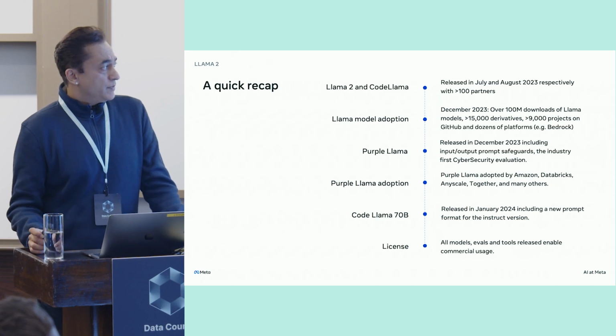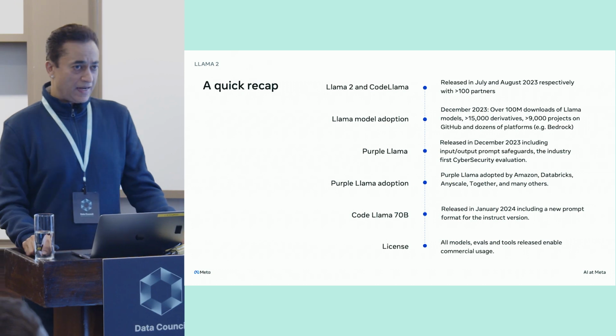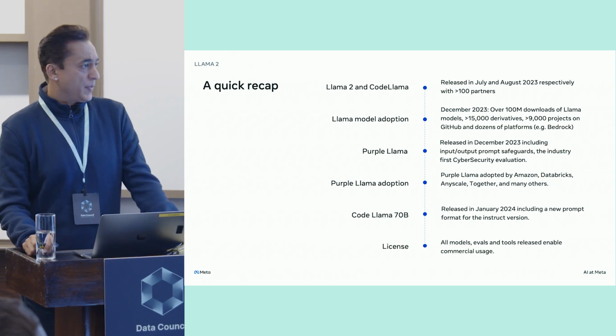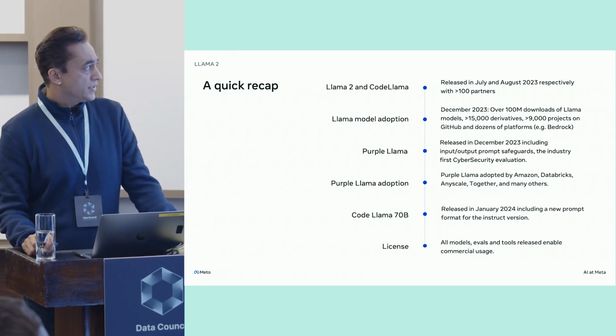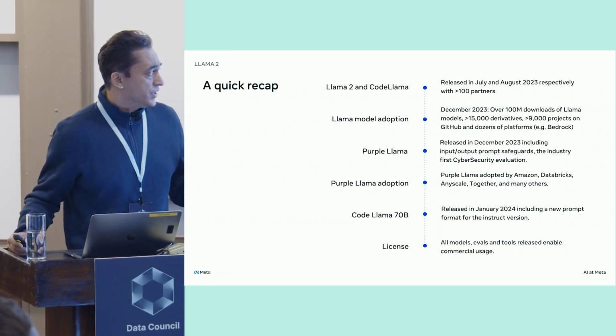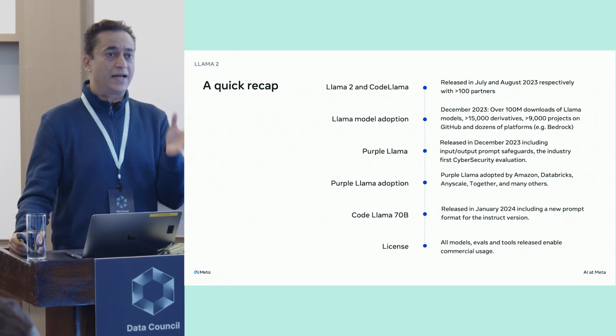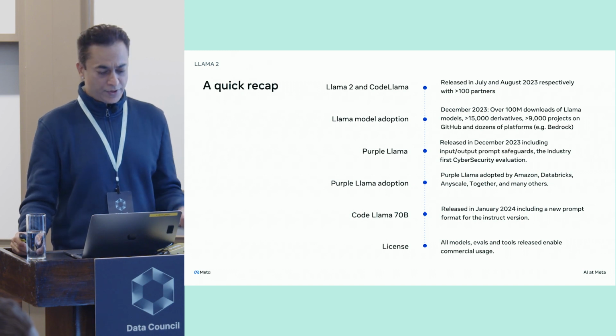Purple Llama was released because we think that safety and safeguarding is paramount in building generative AI applications, and we'll go into more detail of that. And then we see huge adoption of Purple Llama as well with major players. They are using that as a safeguarding before they surface these models to the end user.